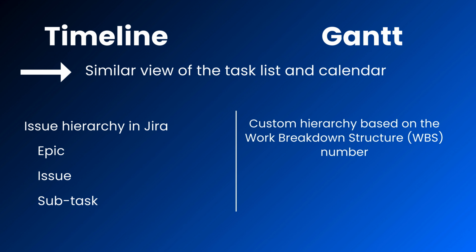In contrast, the Gantt chart maintains a custom hierarchy based on the work breakdown structure, WBS number. This allows for a more tailored task structuring, independent of the Jira hierarchy.